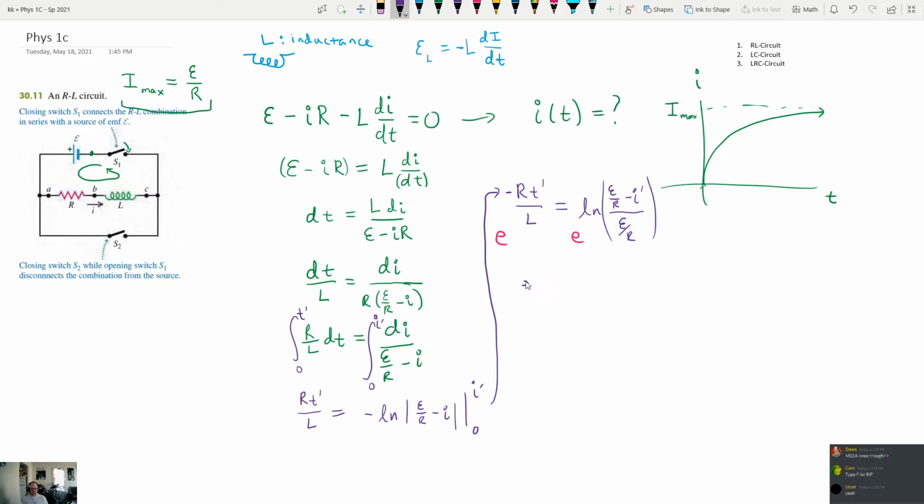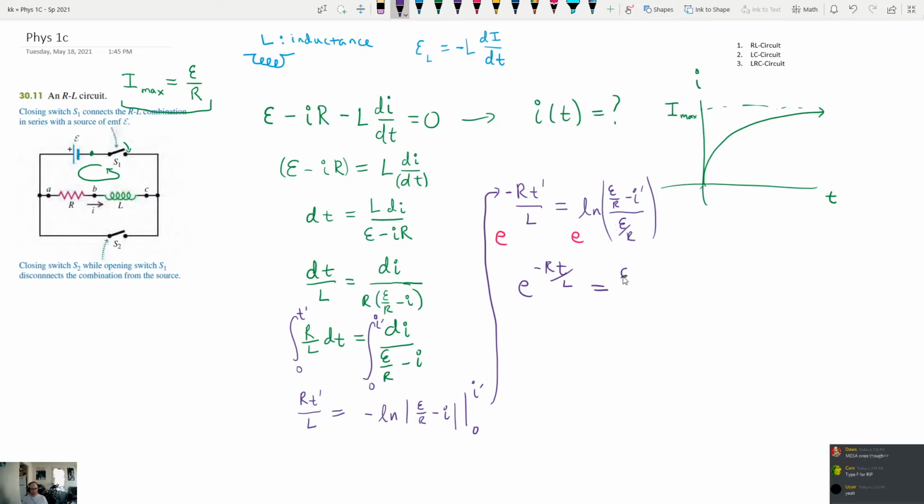On the left-hand side, we'll just have e to the negative rt over L. I'm going to change t prime to just t, and I prime to just I, because they're really just dummy variables. When you raise e to the log of something, since this is log base e, what's in the argument of the log just pops out.